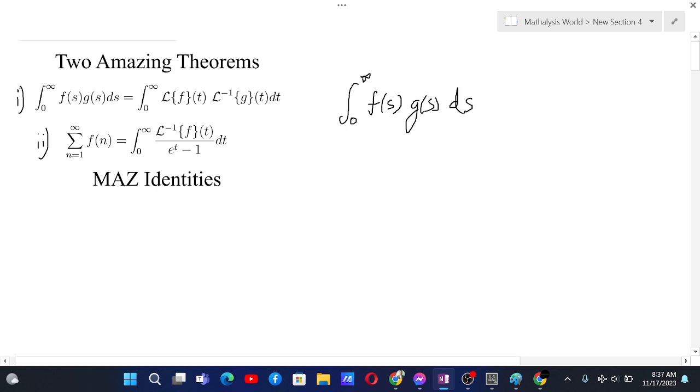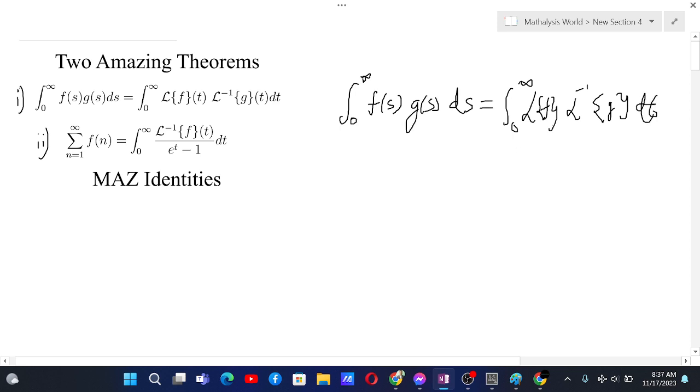So in cases where this is difficult to evaluate, we can also evaluate the other integral, which is equal to this one. The other is the Laplace transform of f and the Laplace inverse transform of g, and then dt.